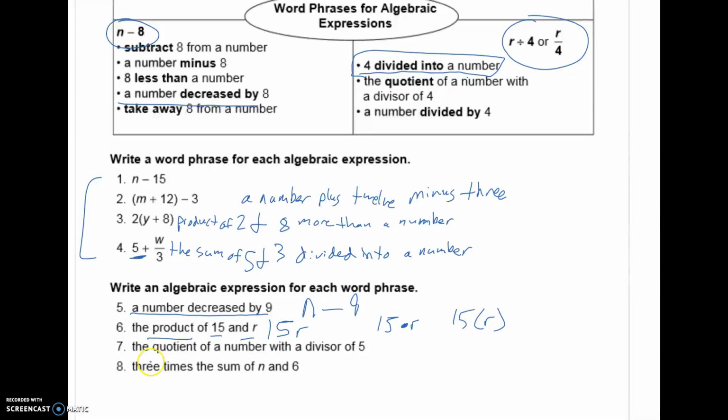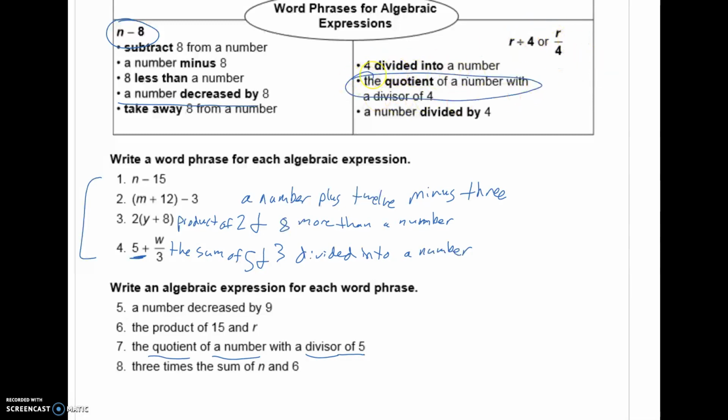The quotient of a number with a divisor of 5. All right, this one looks really similar to this phrase. The quotient of a number with a divisor of 4. So divisor is how many groups? You can write it a few different ways. So if you use the box, the quotient, here's our answer up top: some number with a divisor of 5. Some number divided by 5, or n divided by 5, all the same thing.